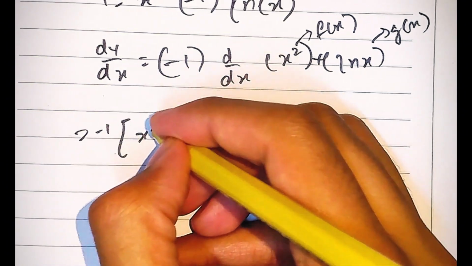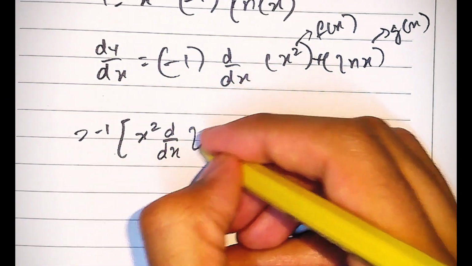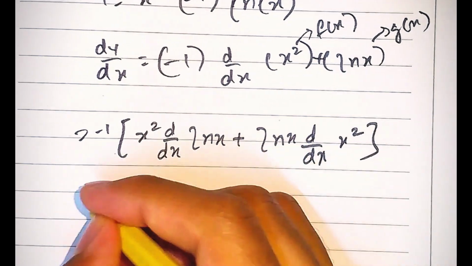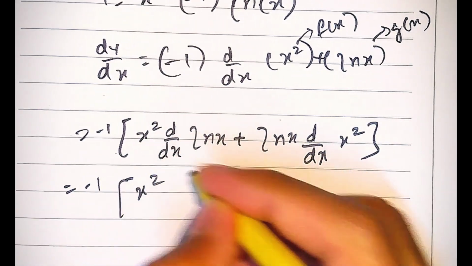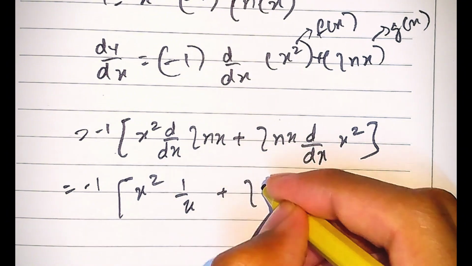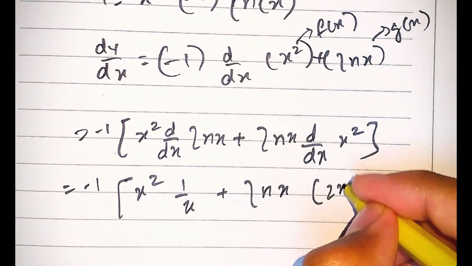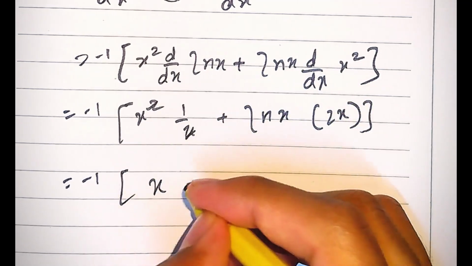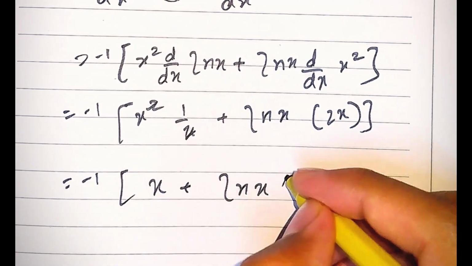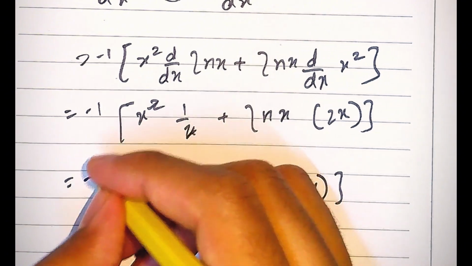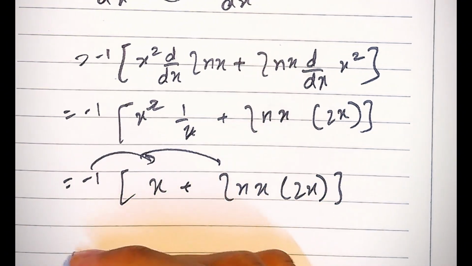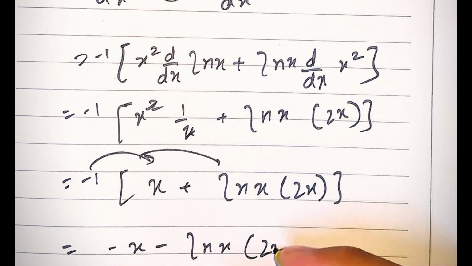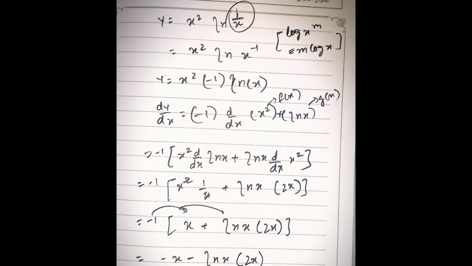So we have the first function as it is, derivative of the second function, plus the second function as it is, derivative of the first function, i.e. x squared, minus 1, x squared, derivative of log of x is 1 divided by x, plus log of x, derivative of x squared is 2x. Okay, then we have negative 1, so this power is cancelled by this right over here, x plus natural log of x times 2x, and we can simply multiply this negative sign with everything present inside the brackets, so we are left with negative x, negative log of x times 2x. Okay, so this is the final derivative of this question.